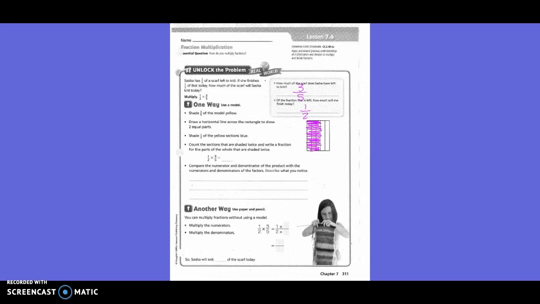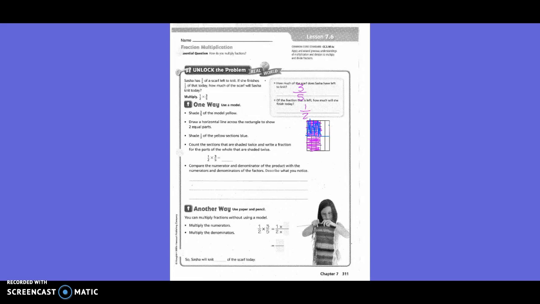Then draw a horizontal line across the rectangle to show 2 equal parts. So we just went vertically, and now they want us to draw one horizontal line to have one section up here and one section down there. So shade half of the yellow sections blue. So I'm going to shade 3 of these 6 blue.